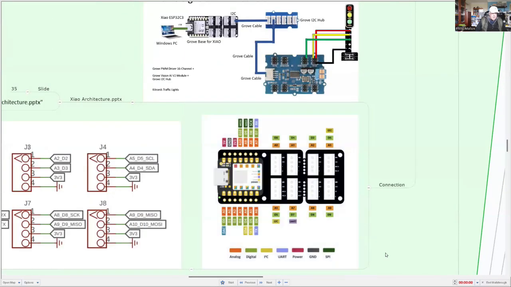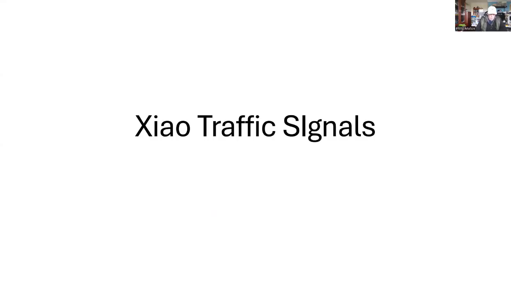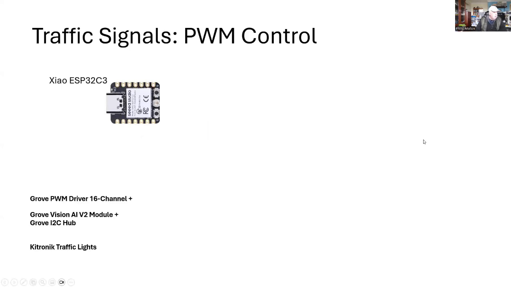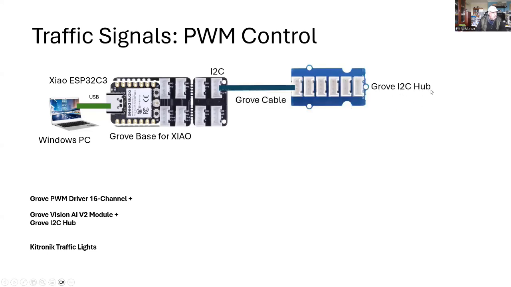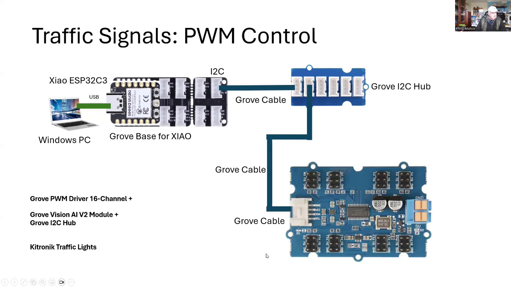And this is what it looks like. We might actually go across now and have a look at that. Okay, so if we look at the traffic signals, we start off with our Xiao ESP32, and we connect that via the USB to a Windows computer, and that's where we do all of our programming. And we can also report on the status of each phase of the traffic signals. We put the Xiao onto a Grove base for Xiao, and we have access to the I2C port. And that's where we connect a Grove hub, and it allows us to add a couple of additional extensions using the I2C port. The first one we're going to add is the pulse width modulation, where we can easily extend to a number of traffic signals.